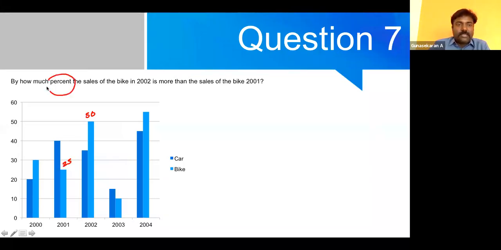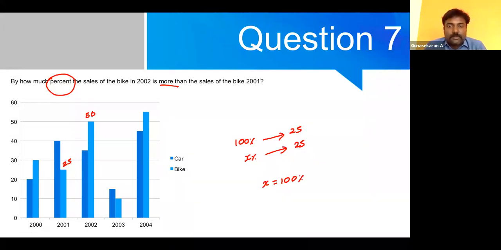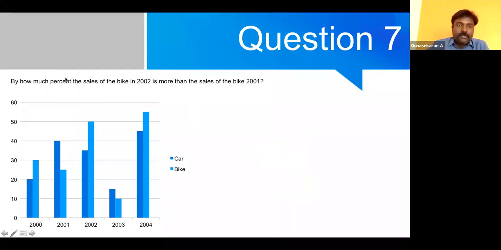Now they are asking percent. More than. What is 100%? So what is X% they are asking? That's all. Clear? So that clarity we will get by this topic. Understand the question, then interpret and say the answer. Stop me if you have any doubts, otherwise proceed.